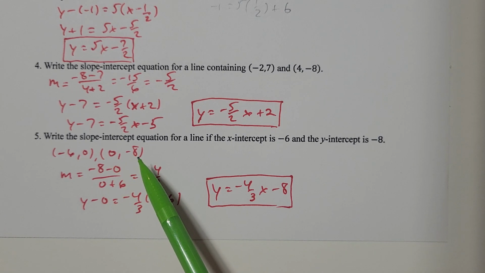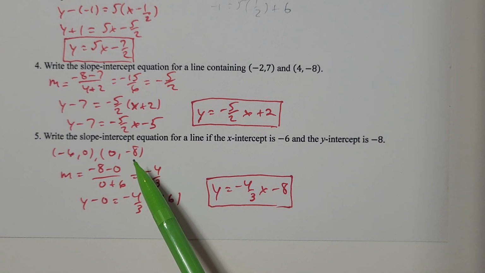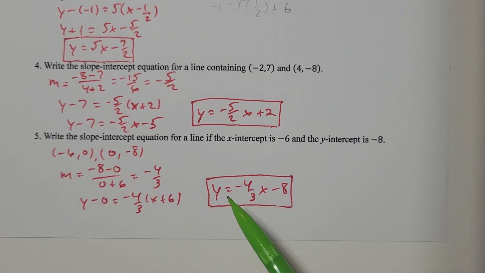Because (0, -8), that's the y-intercept, right, and I know the slope. So y is equal to -4/3 x minus 8. That's the answer. And I can also get the same answer by using the point-slope equation. Okay, either way.